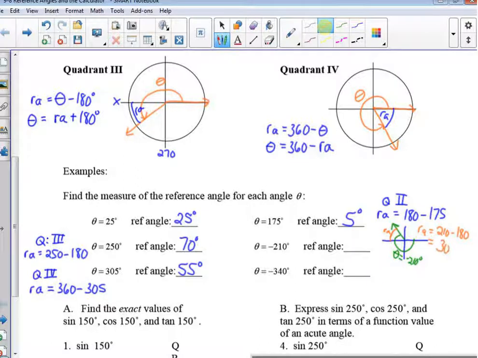Now notice I did not use negative 210. Negative just tells me a clockwise direction. I'm trying to find a positive acute angle off that x-axis.